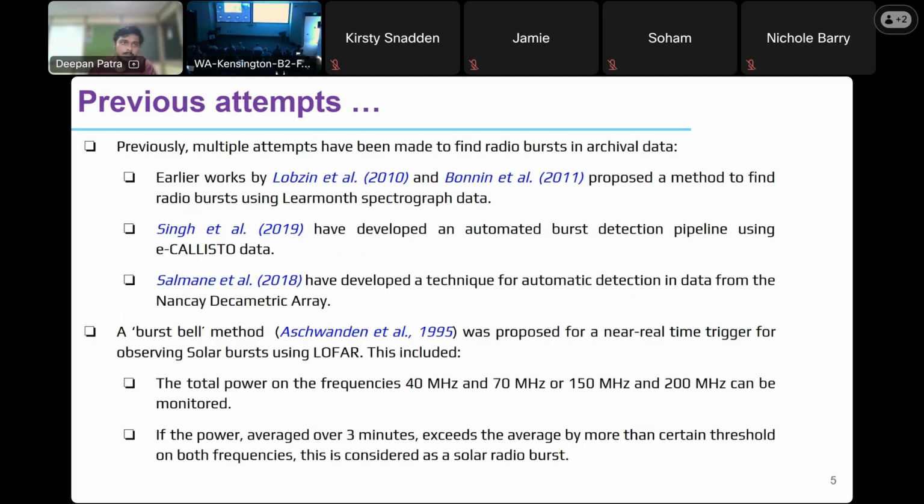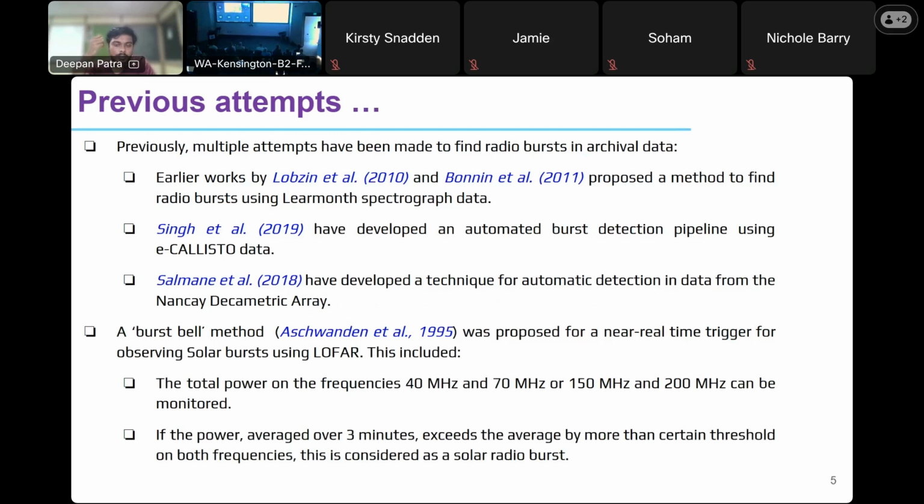So there have been previous attempts. For example, people have tried to identify radio bursts from solar dedicated spectrograph data. However, these were all archival data. For example, the Learmonth spectrograph, Lobzin and Bonnin tried, and then there's e-CALLISTO. However, these are all solar dedicated spectrographs, and these were all archival data.